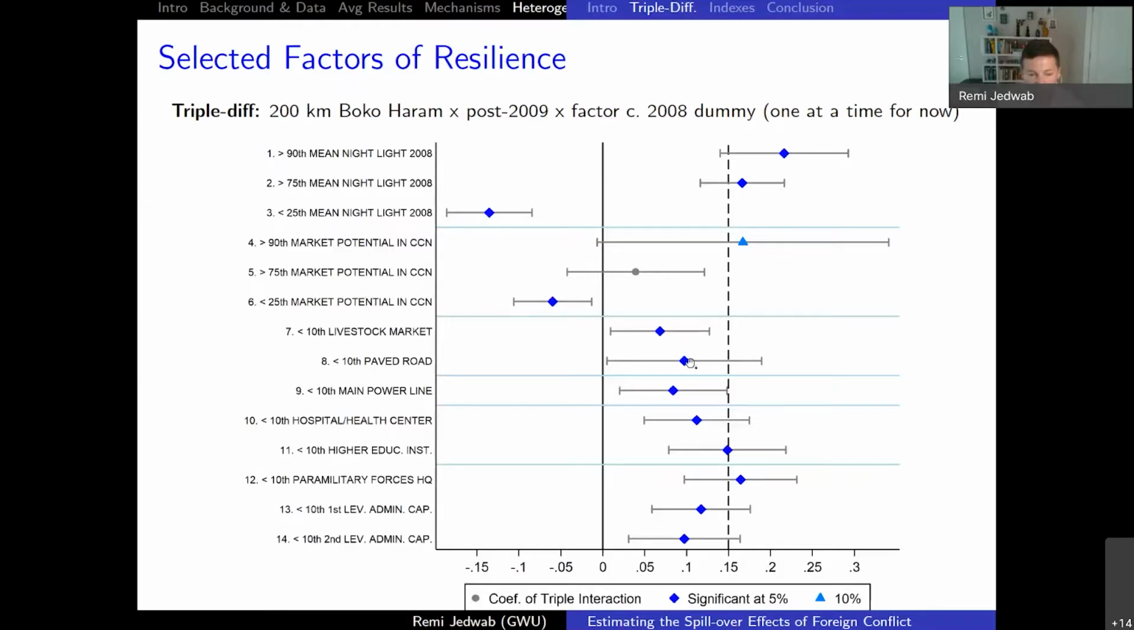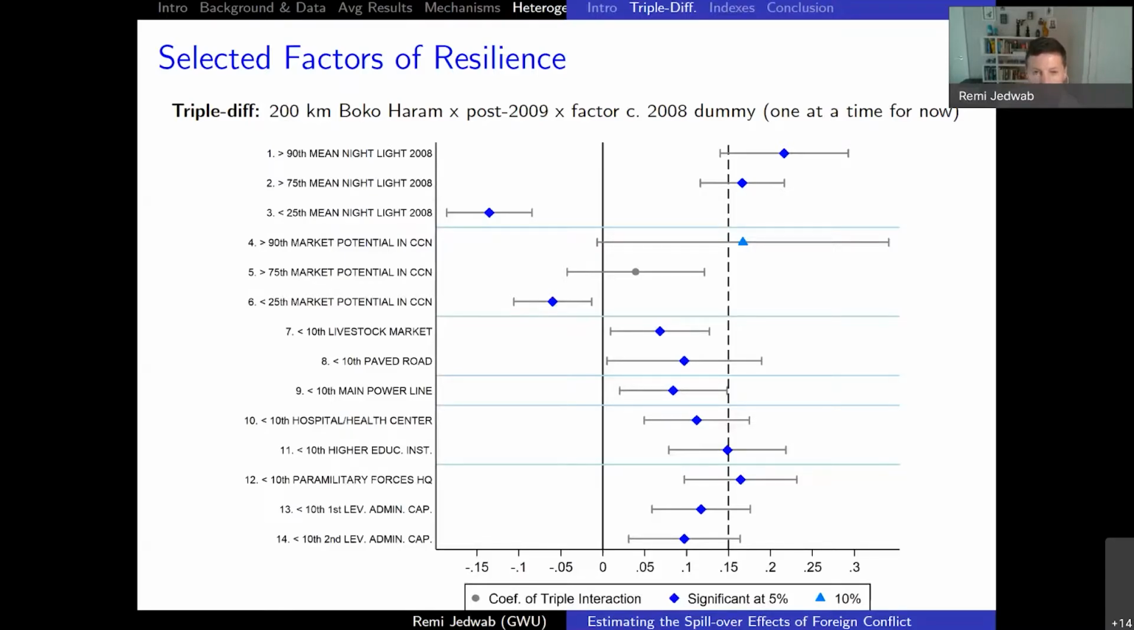Then we look at whether you have a market, a paved road, access to electricity like a main power line. We look at social services like hospitals and higher education. We see this effect for paramilitary forces headquarters, which we think is important in this context.